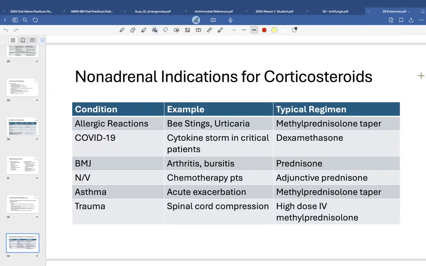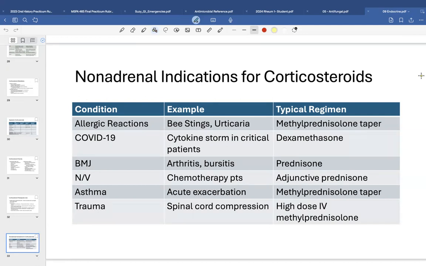For allergic reactions, for example, someone gets a bee sting or hives or urticaria, there's a product called the Medrol dose pack. If you've ever seen this, basically it's a 6-day course of tapering methylprednisolone in a blister pack. They start by taking 6 pills on day 1, 5 pills on day 2, 4, 3, 2, 1. So it's 3 to 5 or 6 days. That's the methylprednisolone taper, or the Medrol dose pack, for allergies.